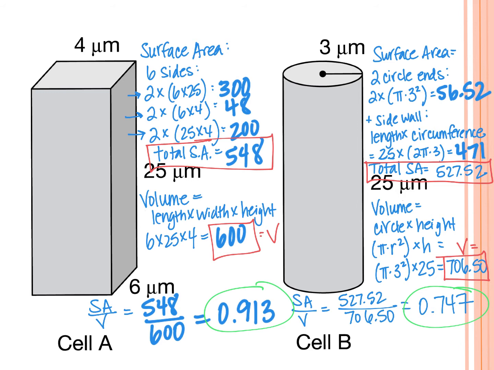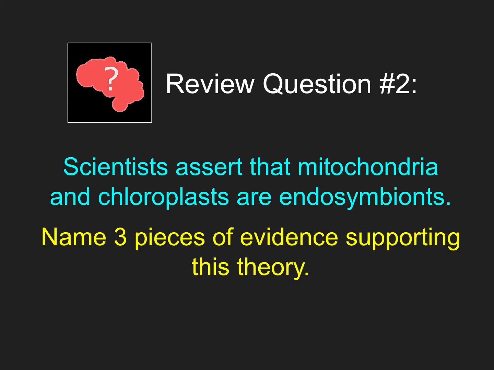For cell B, the surface area is about 527 square micrometers. The volume is about 706 cubic micrometers, and the surface area to volume ratio would be 0.747. So since cell A has a larger surface area to volume ratio, it would be more efficient at transporting substances.